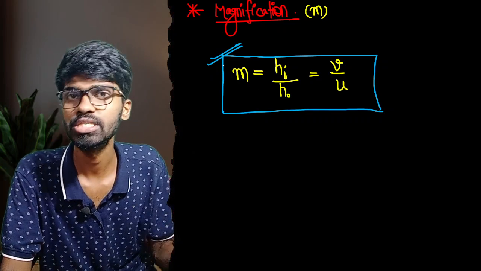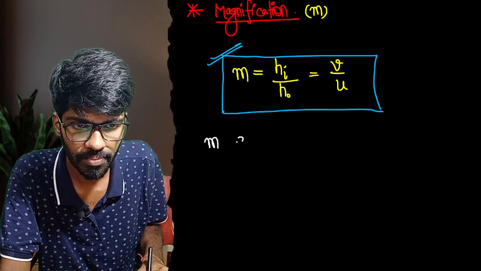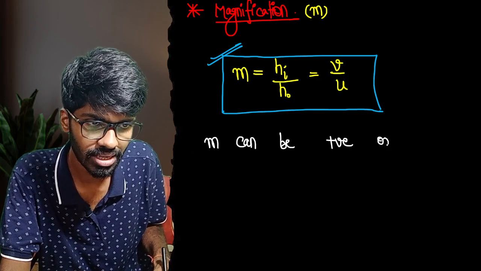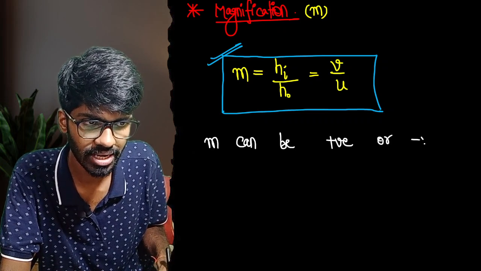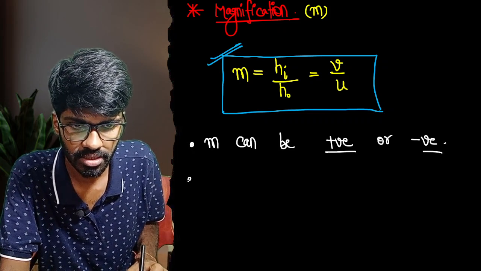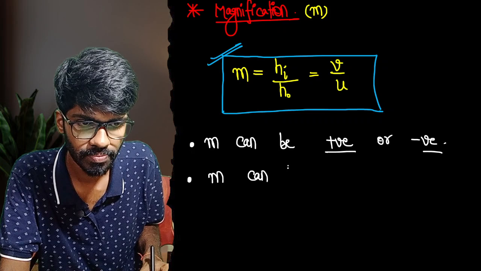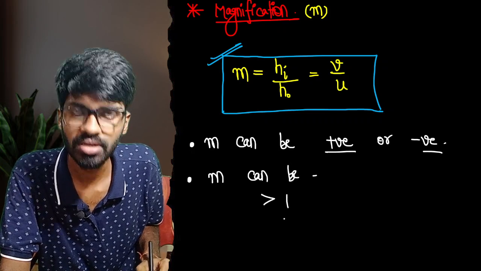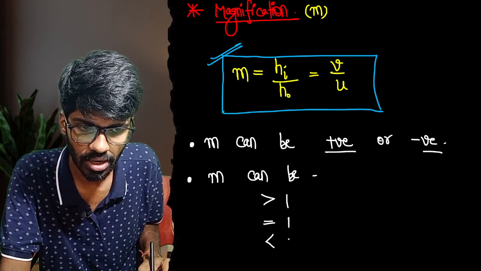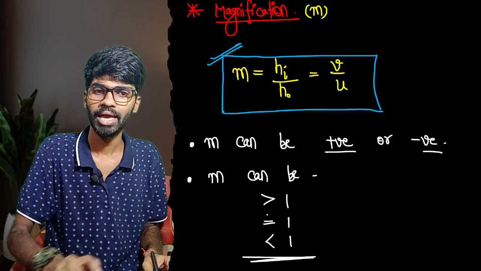Now, what could be the possible values of magnification? Let us write that magnification, or M, can be positive or negative. And in terms of its value, M can be greater than 1, equal to 1, or less than 1. So these could be the possible values of M.